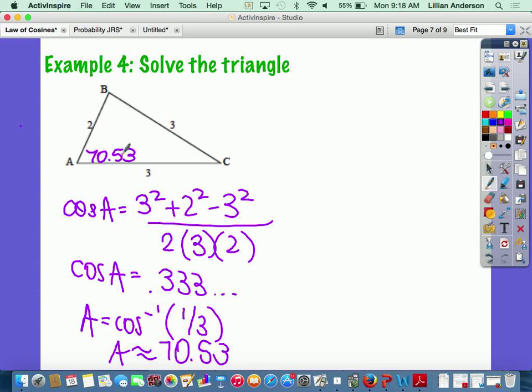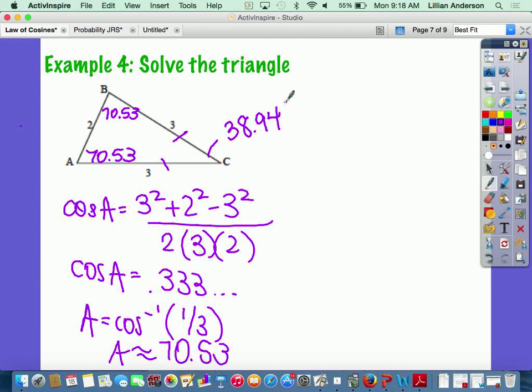Because it's an isosceles triangle, you also know which angle? B is 70.53. So then add them and subtract them, and we find angle C to be 38.94. And there you go. There are all your angles.